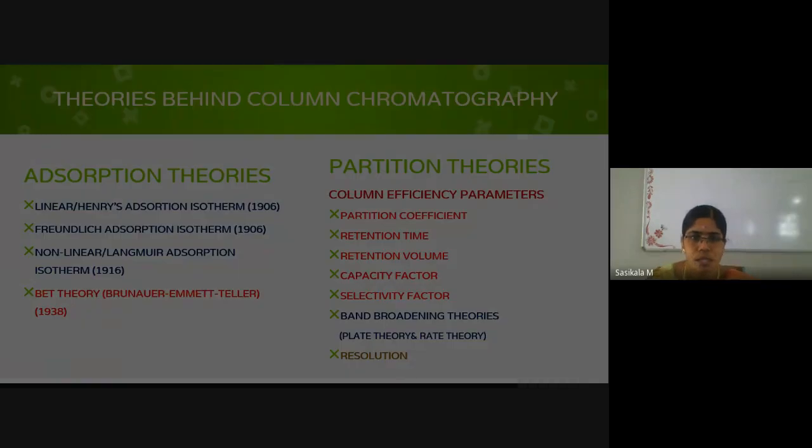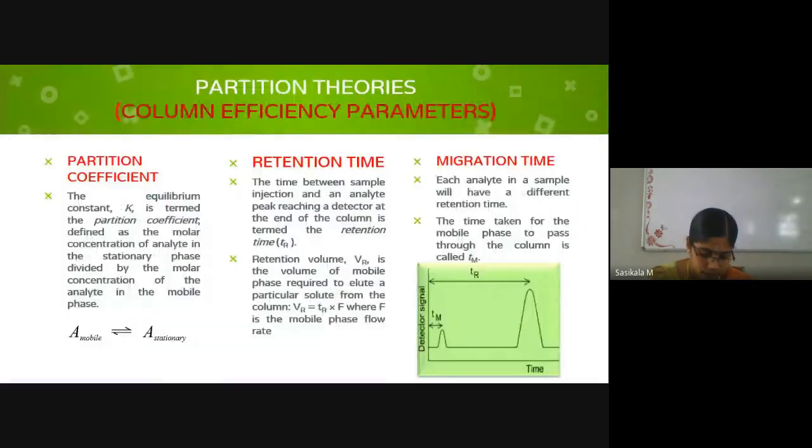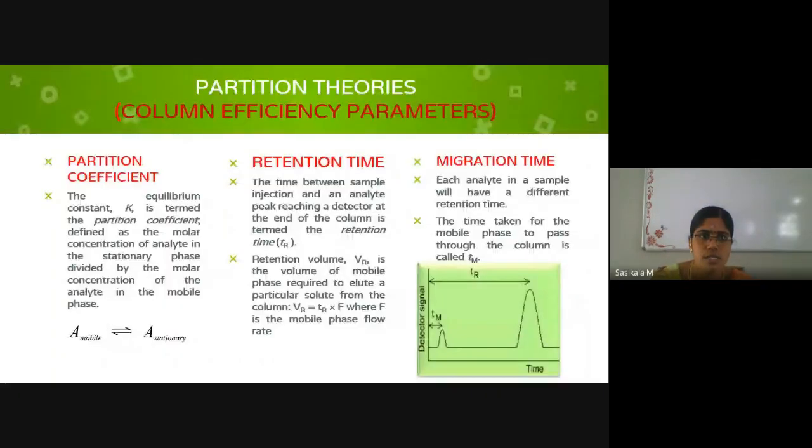Okay, I'll take another 10 minutes. Due to a research meeting, a principal meeting, I have come late, so I couldn't cover the whole chapter as I thought. Today we'll cover only the 5 points of partition theories.